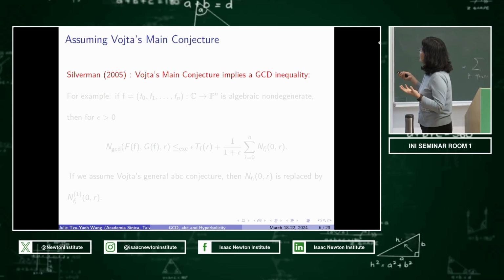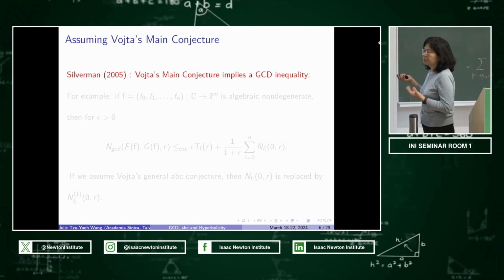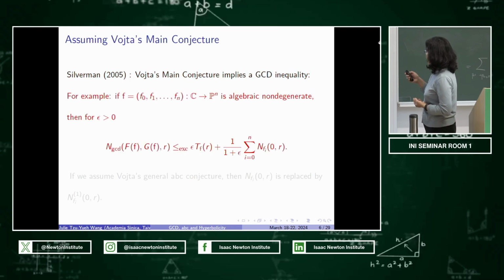Let's transfer his result in number fields to the complex case, and take one simple example. Suppose you have an entire curve into P^n, and again you assume they are reduced. Then you want to compute their GCD, those things we have defined. According to this machinery, it will prove that it's small. However, there is a term on the counting function of the zero. It's a bit unfortunate, so you would have this term here.